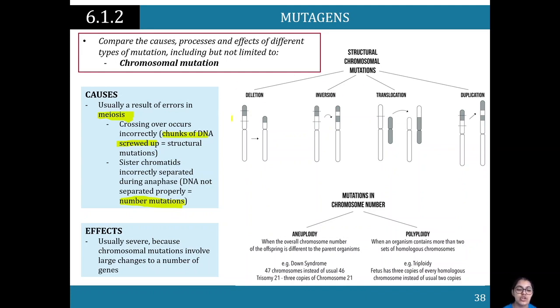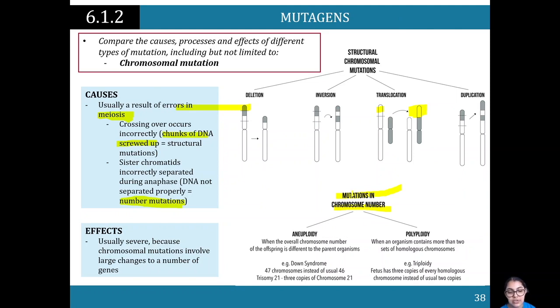So these are the structural mutations that can occur. When the chromosomes cross over, for example, there could be a deletion of a chunk of the chromosome. Inversion, where they invert over here, as you can see. Translocation, where a part of the chromosome here can translocate to the other chromosome. And duplication, where it can duplicate as well. So that's structural mutations.